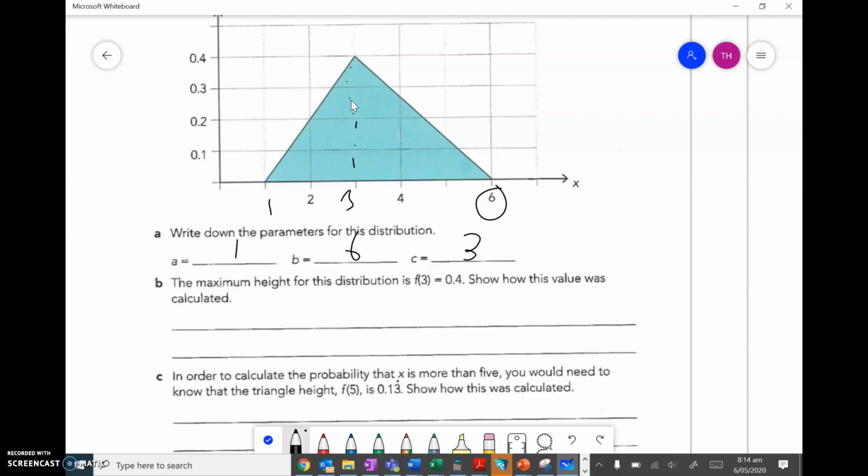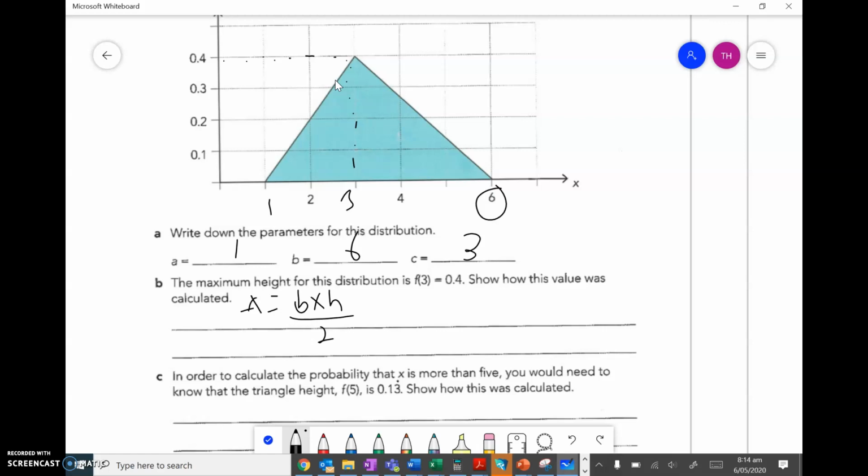Now it says calculate the maximum height, so I'm calculating the height here. Now you can see it off this graph, but when you do it in your books, or in your exam, it's not going to be that easy to just see it off the graph. So you need to do a calculation. Now this is a triangle, so we know the area is equal to half base times height, or base times height over 2.